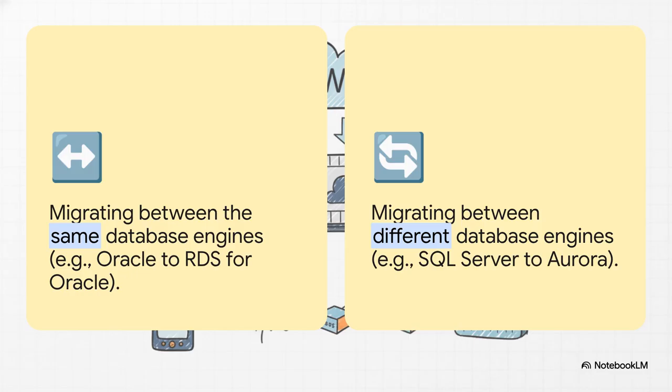A homogeneous migration is pretty straightforward. You're moving between the same kind of database, like from an Oracle database to another Oracle database. But heterogeneous migrations are where DMS really shines. This is when you can actually change database engines as part of the move, like going from Microsoft SQL Server to a cloud-native database like Amazon Aurora.